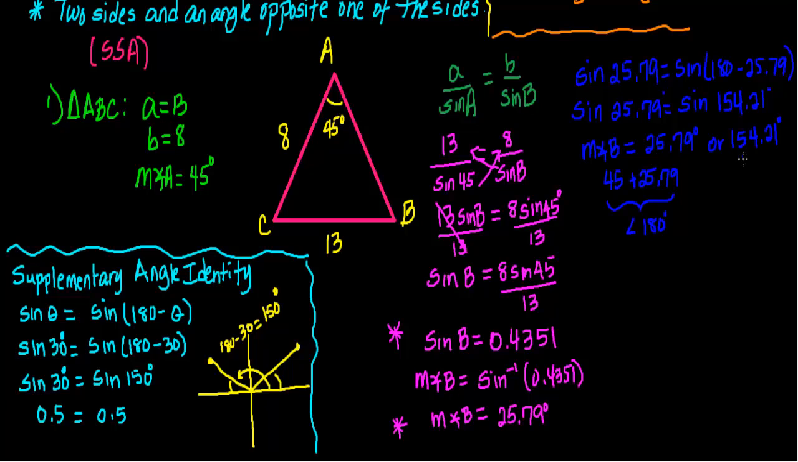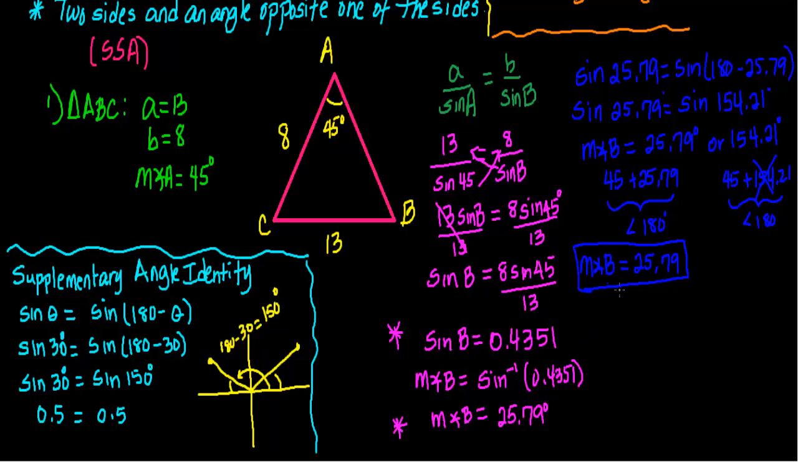Now, let's check this other angle. You're going to take the given angle plus 154.21, and this sum should also be less than 180. Now, what happens here when I add 154 and 45, I'm way over 180. That tells me that this cannot be the angle for angle B. So there's no other choice. The measure of angle B has to be 25.79. Final answer for B, okay?